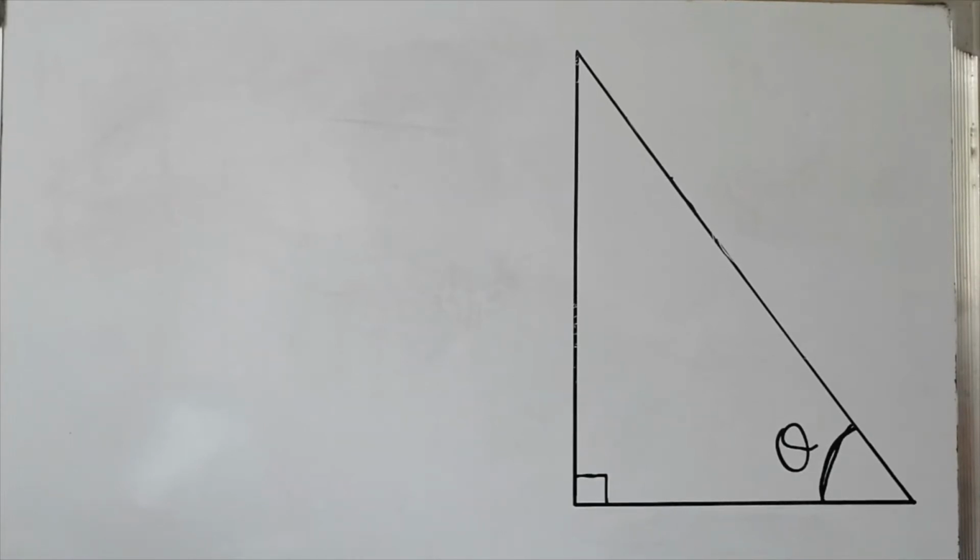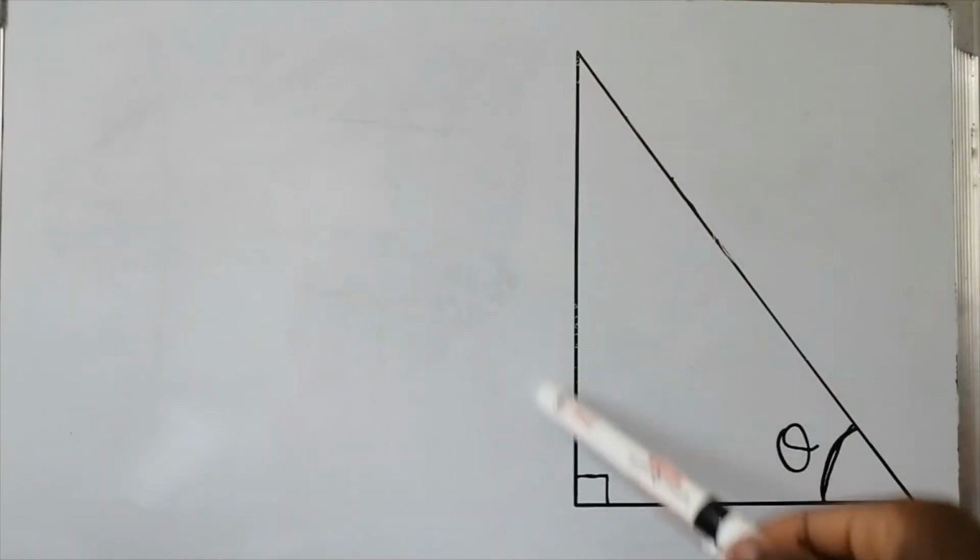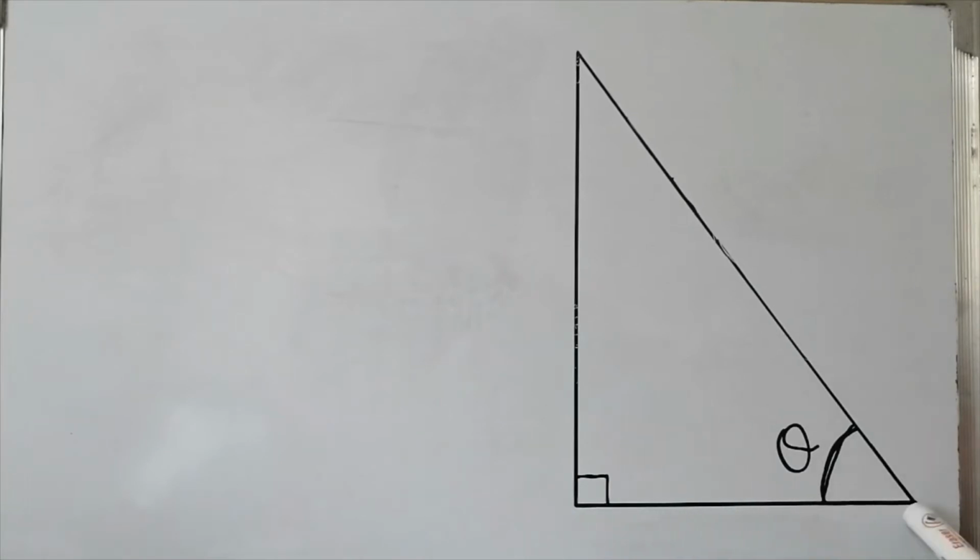In the diagram on the screen, you can see that this side and this side are forming an angle of 90 degrees with each other. So that makes the triangle on the screen a right-angled triangle.